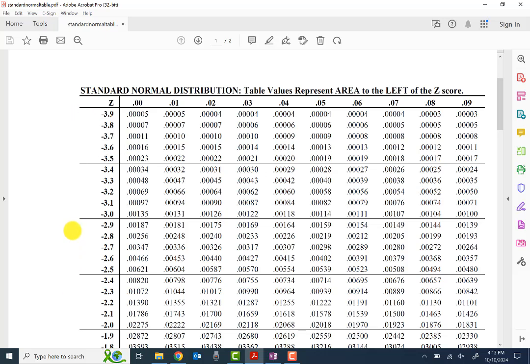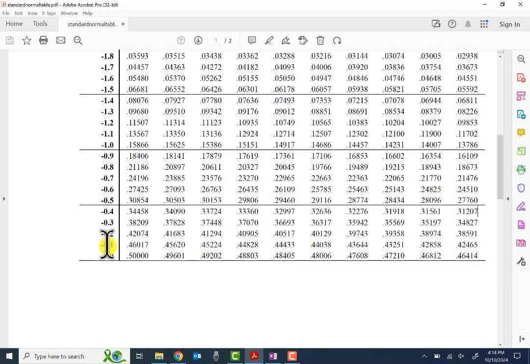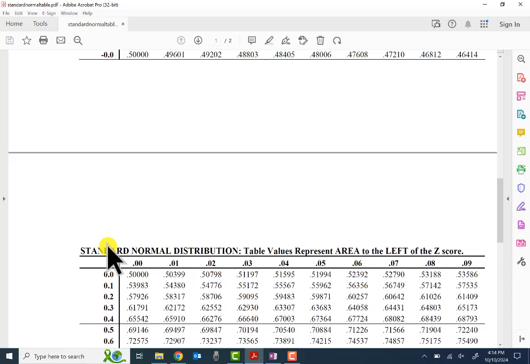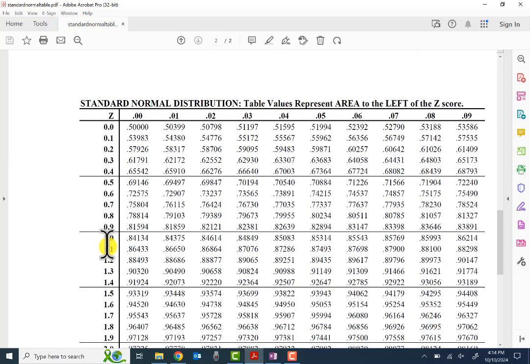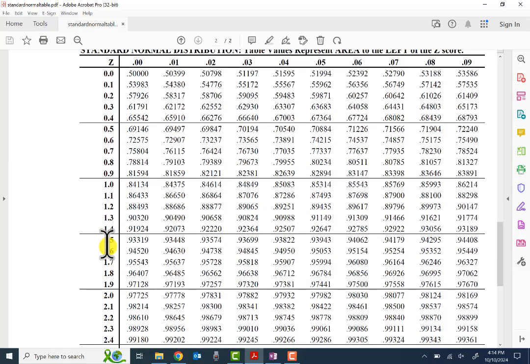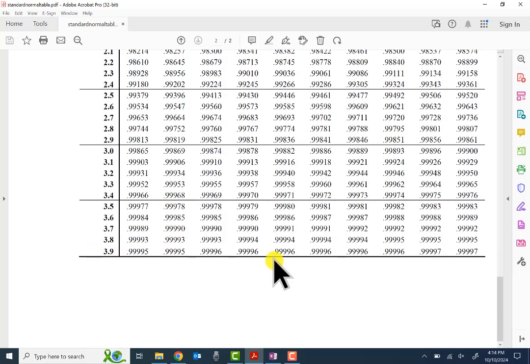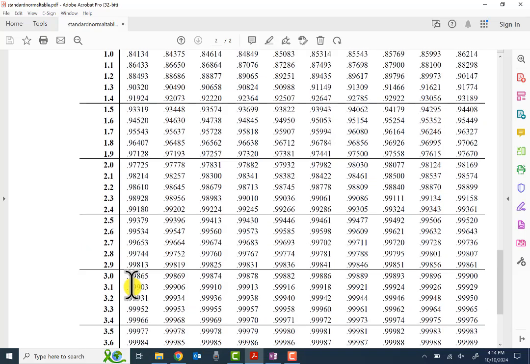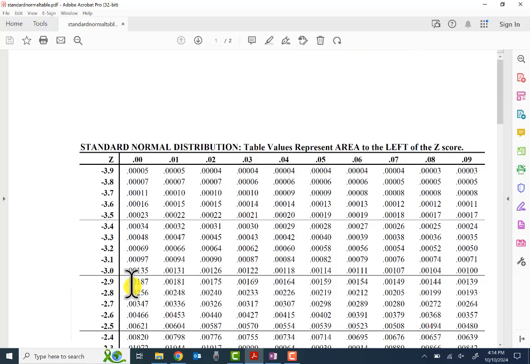But you see the lowest z value they do is negative 3.9. So these take care of the negative values. So all of these are on the left of 0. And then on the other side, you have all the ones that go from 0. And they only go up to 3.9 because by the time you get to 3.9, let me go back here, look how tiny these numbers are.